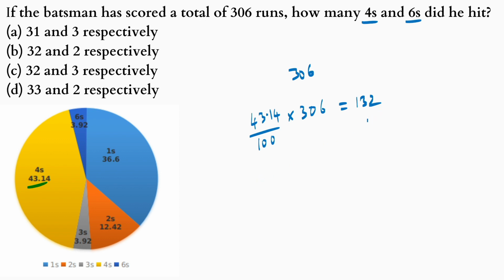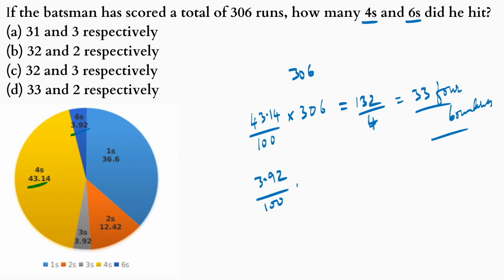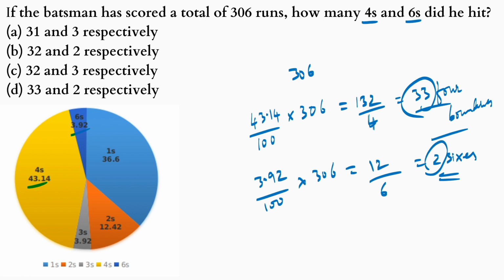So 132 total runs scored in the form of boundaries in the form of fours, which means how many fours did he hit? Divided by 4, this is equal to 33 boundaries, right? What about sixes? The percentage of sixes is 3.92 by 100 into 306. This is equal to 12. So 12 runs are scored by him by hitting sixes. So how many sixes did he hit? He hit 2 sixes. So 33 and 2. Where is the option? 33 and 2. So D is the correct answer.